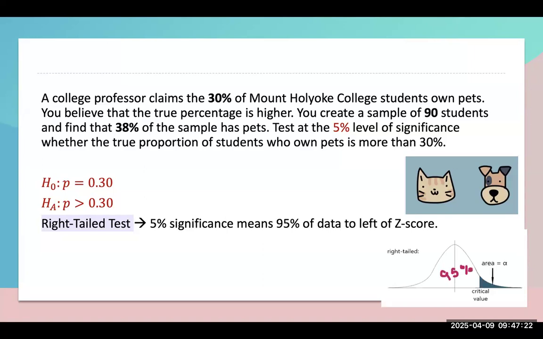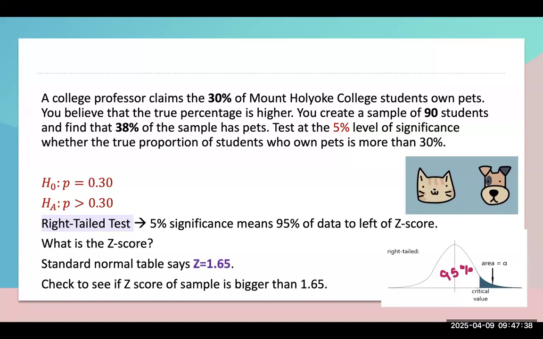How do we find that z-score? We're going to look at the z-table and look for 0.95 and find the z-score that corresponds to it. Or you could use Microsoft Excel. So check that you can get the z-score is 1.65.